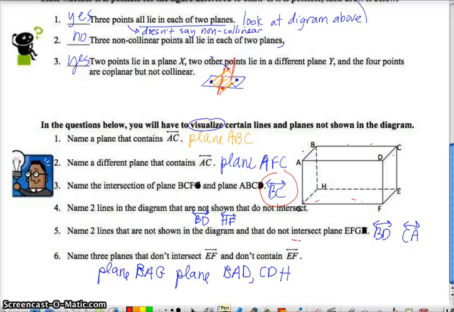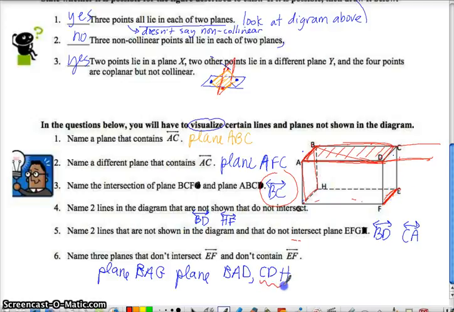Number 6 was hard. 2 of them were easy, I thought. Name 3 planes that do not intersect EF. Well, here's EF. So obviously this plane over here does not intersect. Then you have another one, BAD, right? So this one up here. So I named it BAD, which is this, but it's really this whole thing. So that will never intersect because that plane would continue on and on. They're parallel, so they would never intersect.